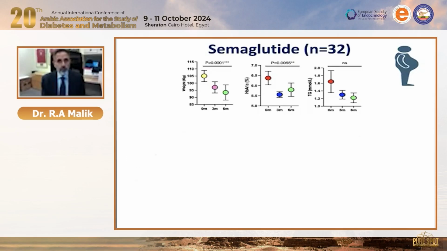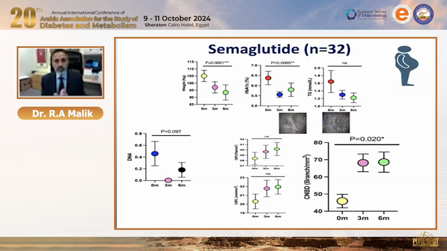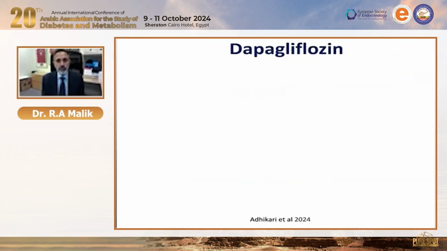Now, what happened to neuropathy? Well, actually, the DN4, which is a score of painful neuropathy, improved, but corneal nerves also improved. So corneal nerve fiber density and corneal nerve fiber length increased at 3 months and 6 months, although this was not significant. Branch density was. So branch density is a very sensitive marker of nerve regeneration. What we show very clearly is at 3 months and 6 months, there was a significant improvement in nerve branching.